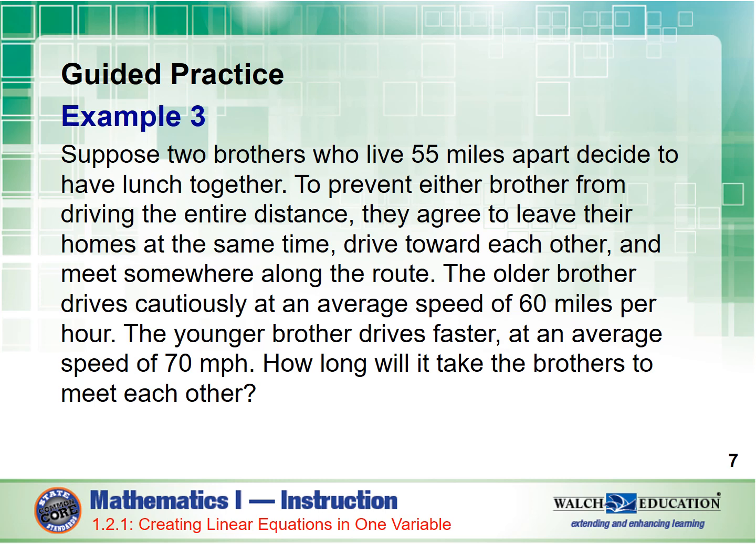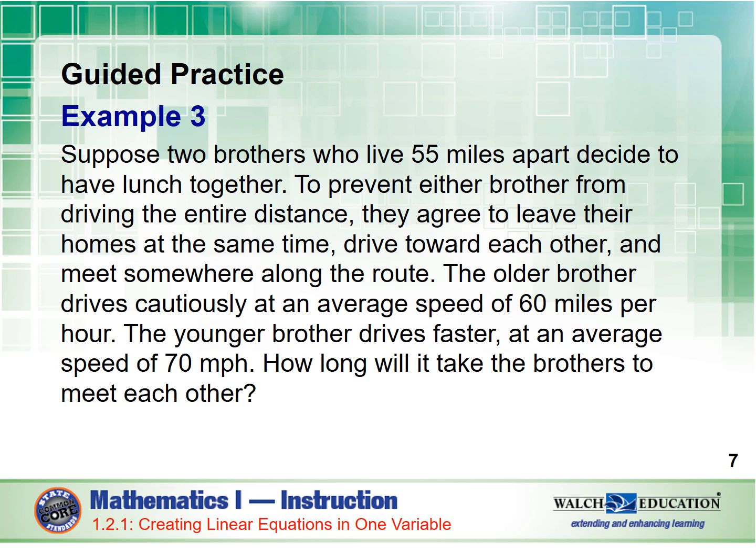Suppose 2 brothers who live 55 miles apart decide to have lunch together. To prevent either brother from driving the entire distance, they agree to leave their homes at the same time, drive toward each other, and meet somewhere along the route. The older brother drives cautiously at an average speed of 60 miles per hour. The younger brother drives faster at an average speed of 70 miles per hour. How long will it take the brothers to meet each other?